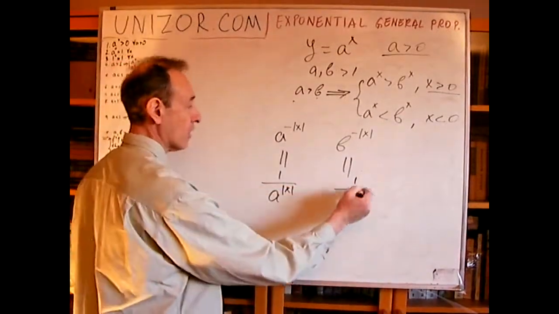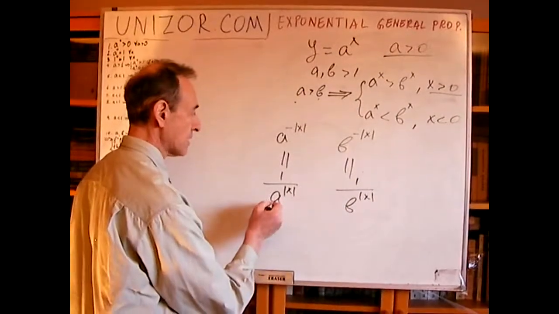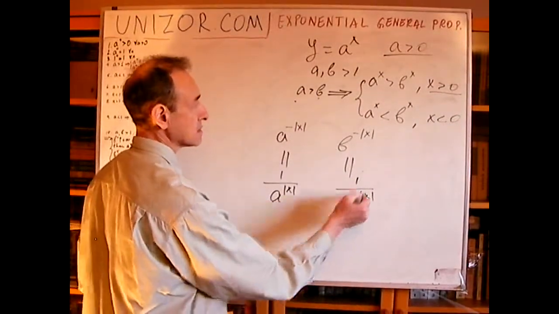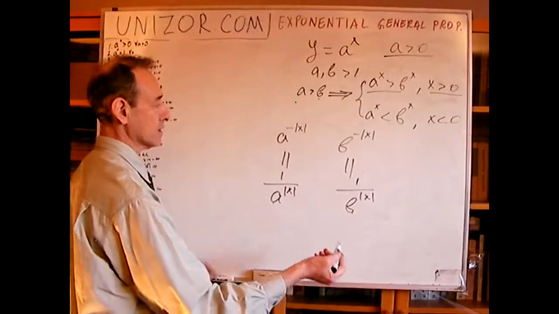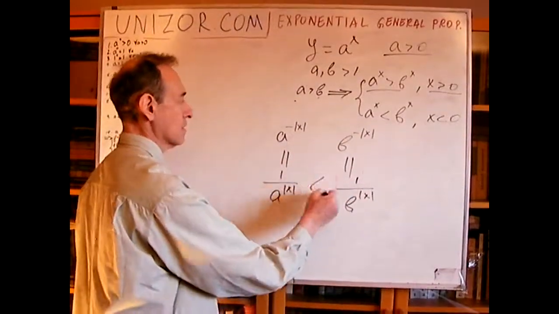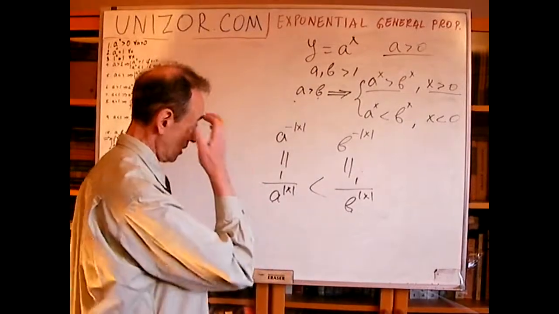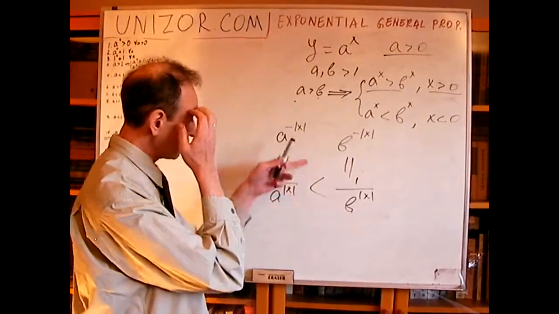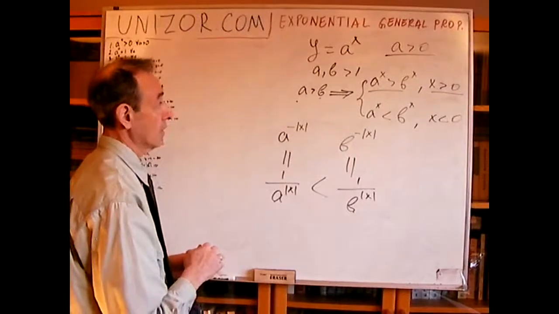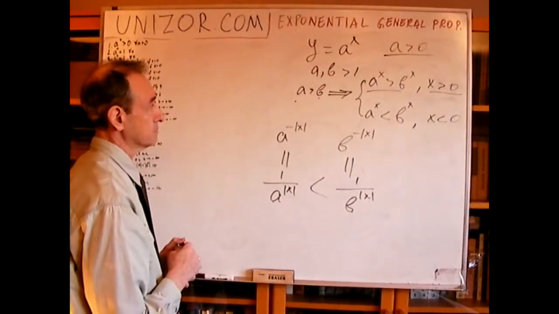Now, absolute value of x is positive, so this denominator is greater than this denominator because we have just proven it. But if we take the inverse, we will have an inverse relation between them. So if this denominator is greater, then the fraction would be smaller. So that's how we have proven this one.